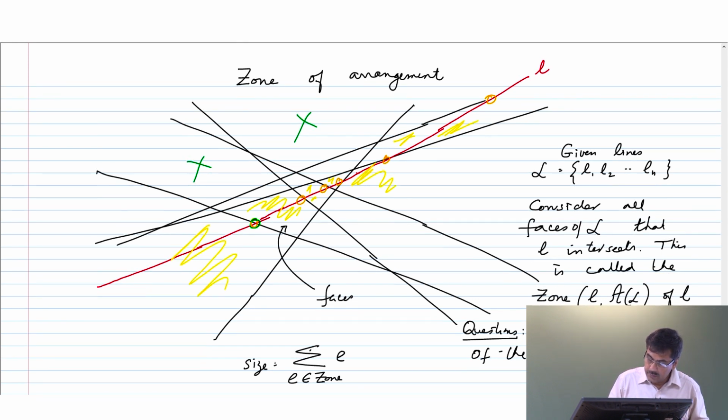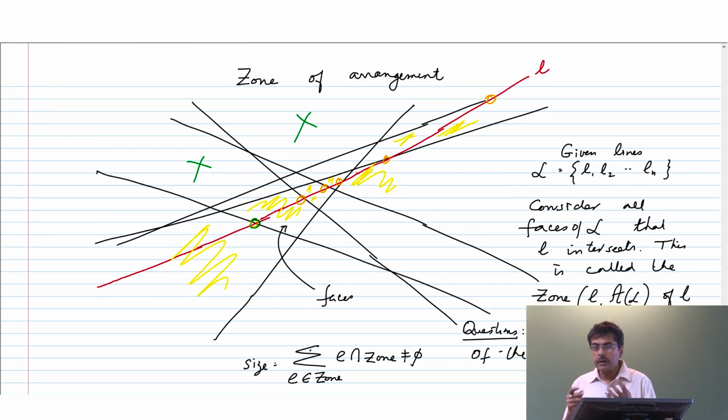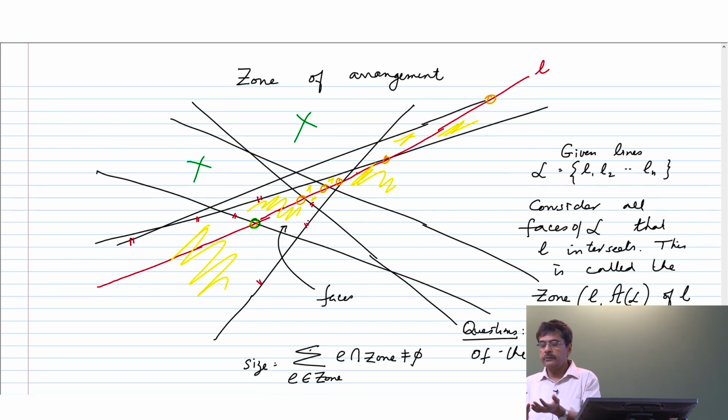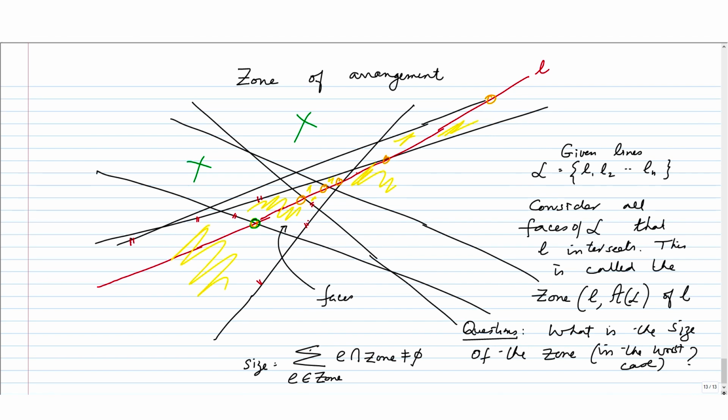So, I can say that the edges E for which E intersects the zone is not empty. Right? So, I look at all the edges. If you look at the faces that the line passes through, for instance, this is an edge, this is another edge, this is another edge. So, the first face itself has four edges, right? The next face again has this, this, this and this. So, let me count, an edge could be visible from either side, so let me count it as two, okay? So, what I am looking for is the total number of edges summed over the entire zone, summed over all faces that the line goes through. So, what is the size of that?